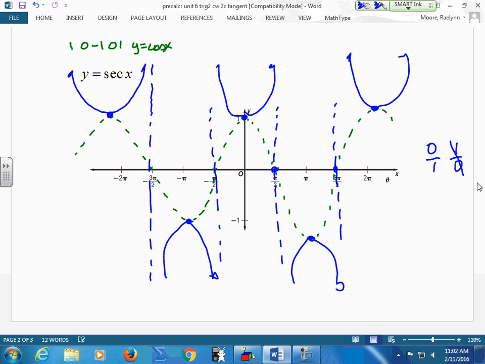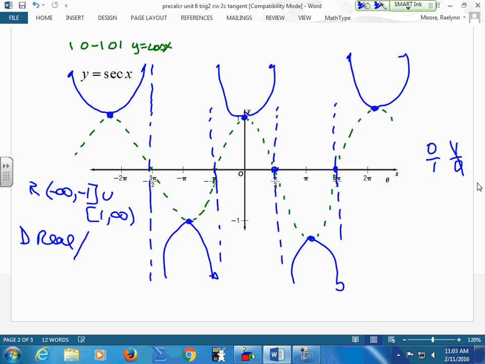Okay. So the range, what's the range for this? Negative infinity to where? To negative 1. And 1 to positive infinity. Good. Let's see if we can find the domain.